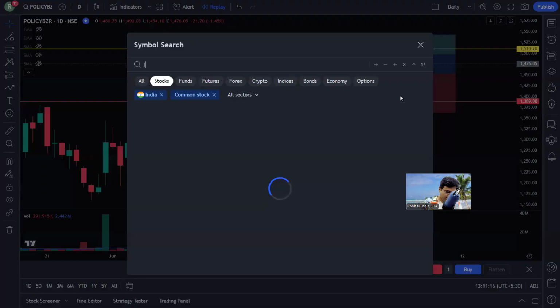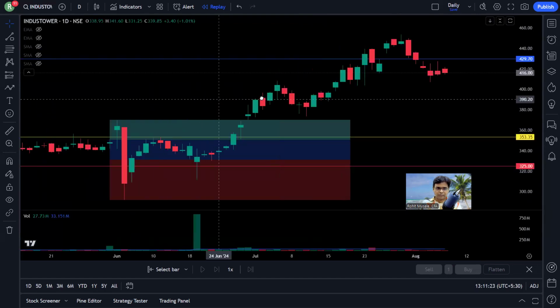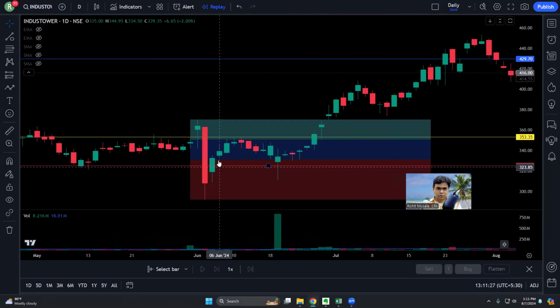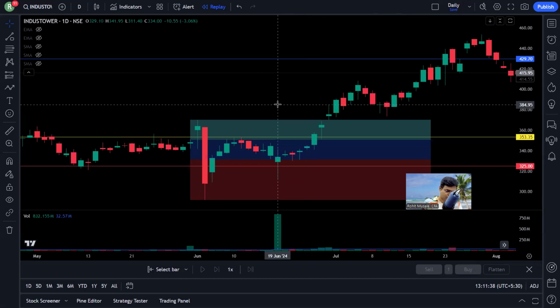See, if you look at Indus Towers, the stock that I discussed in yesterday's video, if you look at this base, after point 2, all candles have closed either in the blue zone or above the blue zone. But in this case, which is PB FinTech, just a second.